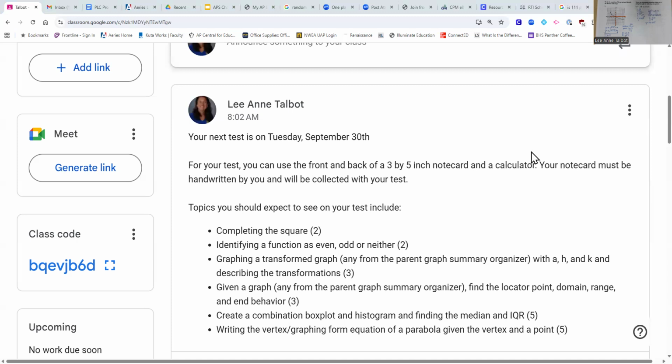Okay. Graphing a transformed graph, any from the parent graph summary organizer with A, H, and K, and describing the transformations. So left 6, down 5, vertically stretched 5, whatever. Okay, next. Given a graph, any from the parent graph summary organizer, find the locator point, domain, range, and end behavior.